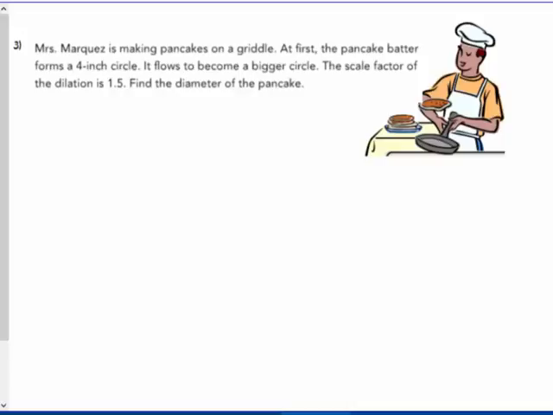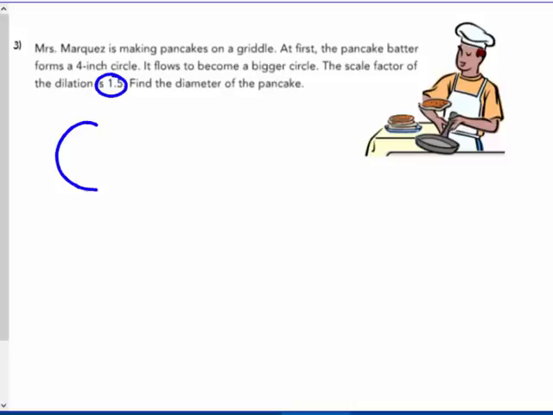Mrs. Marquez is making pancakes on a griddle. At first, the pancake batter forms a 4-inch circle. It flows. If you've ever made pancakes, you pour it on and it just keeps getting a little bit bigger. It flows to become a bigger circle. The scale factor of the dilation is 1.5. So they've given you the scale factor.